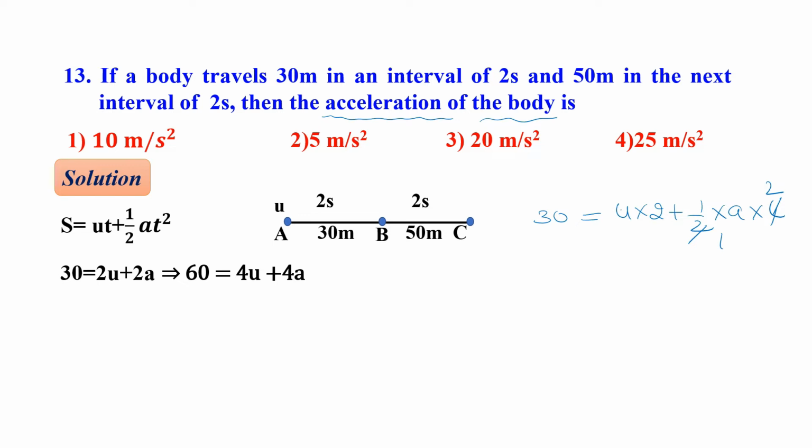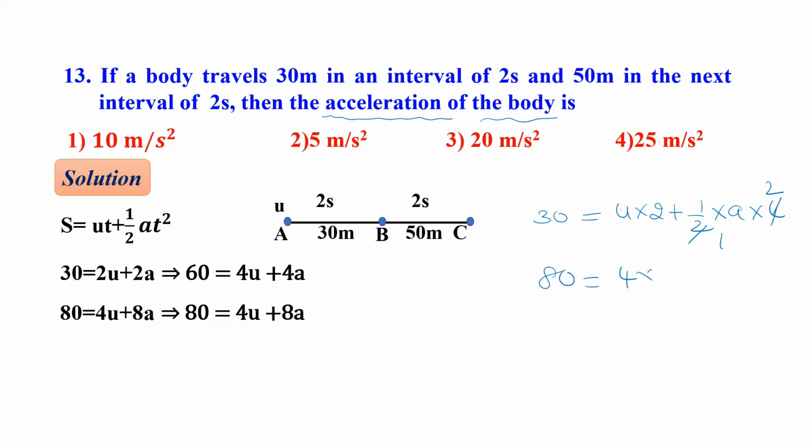That implies 2 to the 4, 2 to the 4, for equating the next equation. So the second equation is 50 plus 30, that is 80 meters. 80 is equal to the distance in the interval of t equal to 2 seconds. First 2 seconds, 2 plus 2, 4 seconds.